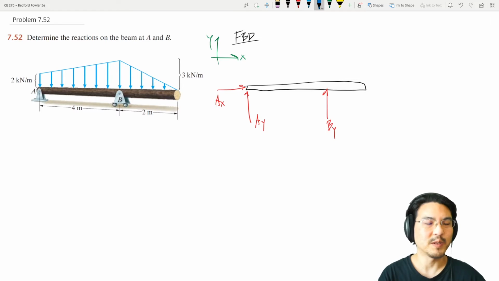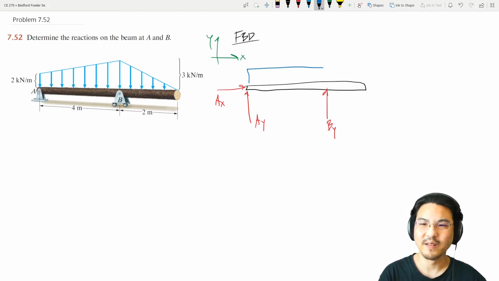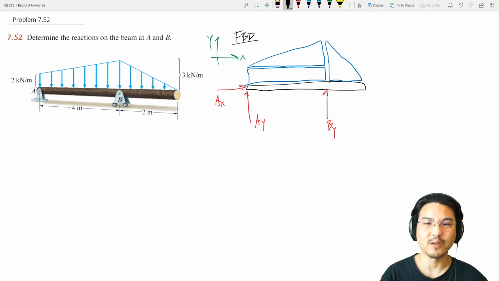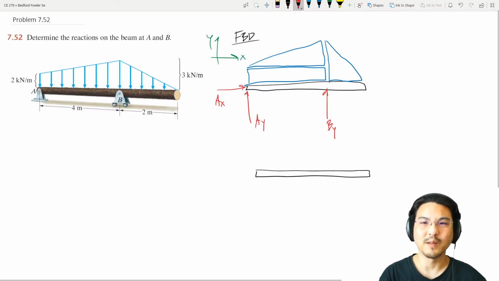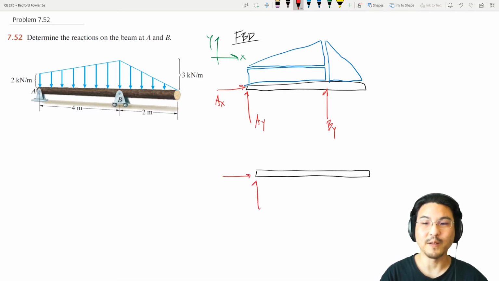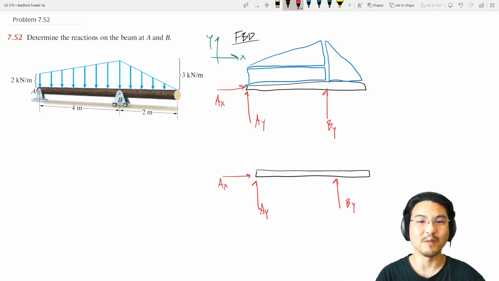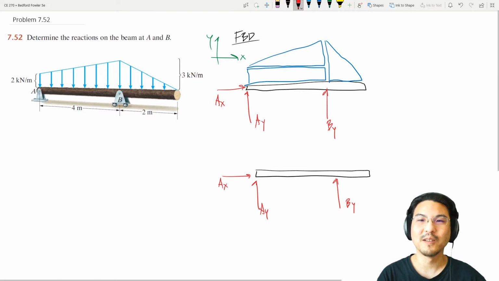And then there's a distributed load that looks like a composite of a rectangle, a triangle, and then another triangle over here. Okay, and the strategy is that we can replace the distributed loads by discrete forces, where the magnitude of those forces are the areas of those loads, so of the shapes.